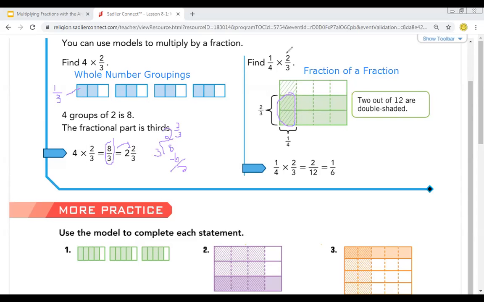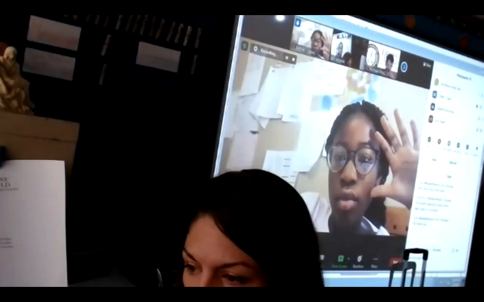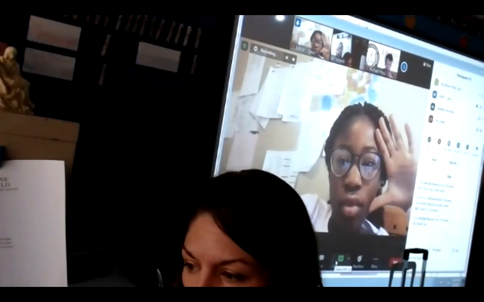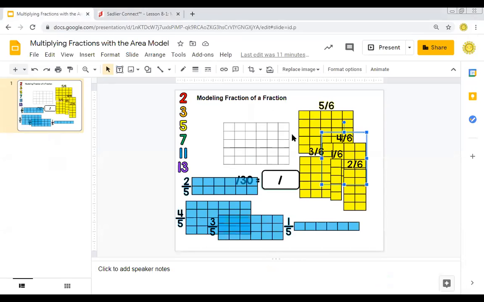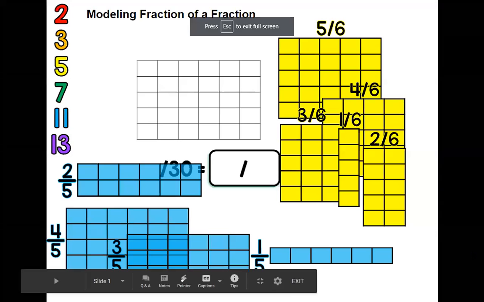And I have a better model that I want to share with you. Could you just hold your question for just a second, Esther? Okay, I have this better tool that I wanted to use.